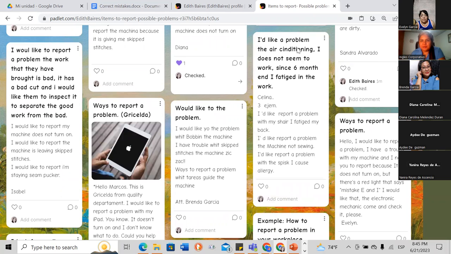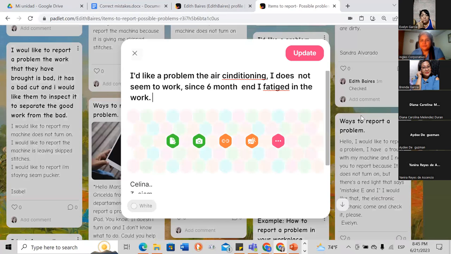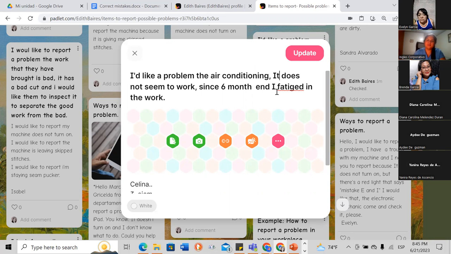Okay, let me see, Selena. I'd like to report a problem. The air conditioning, it does not seem to work. Be careful. Okay, I'd like to report a problem. The air conditioning, spelling here, conditioning. It seems, or it does not seem to work. It's okay, pero le tendría que agregar el it, porque está hablando del aire acondicionado, okay? It does not seem to work. Since 6 months, porque es plural, okay? 6 months ago. Desde hace 6 meses.